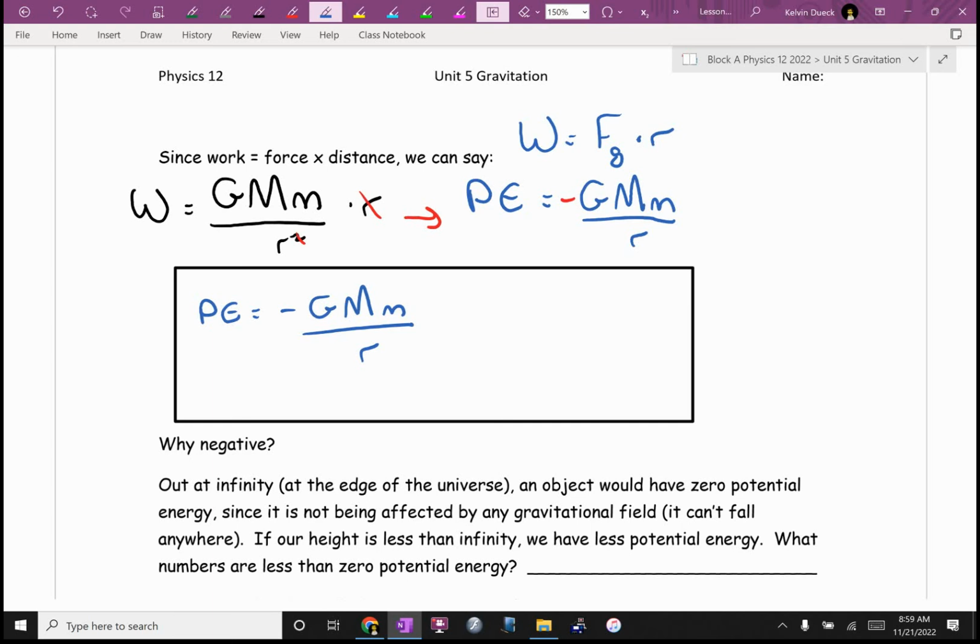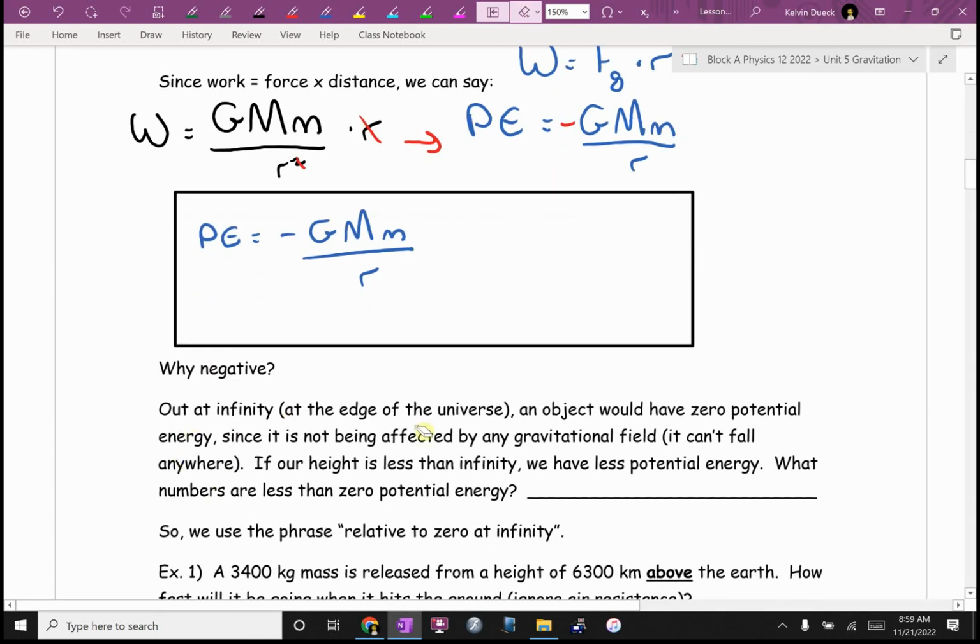How do I get to infinity? Well, to get to infinity, I would have to do work. I would have to add energy by burning rocket fuel to this system. I do have to add energy to get to infinity. How can I add energy but end up at zero? I must be starting out negative. Closer to Earth, you have negative potential energy. So you ready? Why negative?